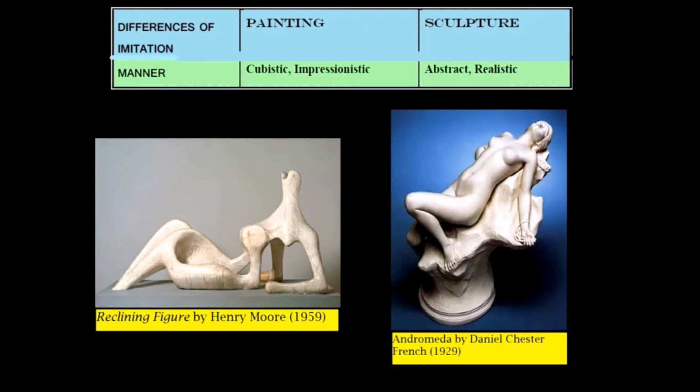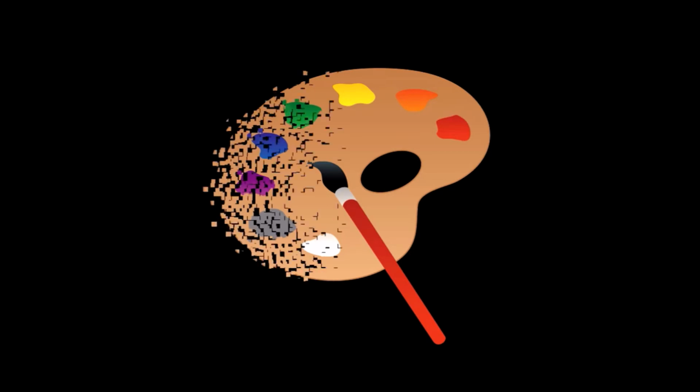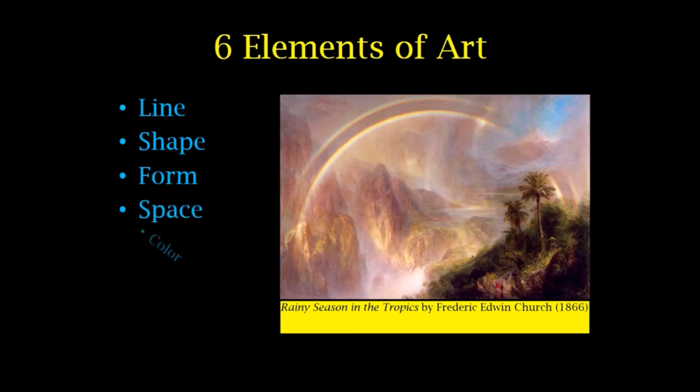Art, or to use the more precise term, the plastic arts, imitate the visual universe, those things that we as human beings can see. In writing about art, there are two areas from which to draw our ideas: the elements of art and the principles of visual design. The six elements out of which art is made are line, shape, form, space, color, and texture.